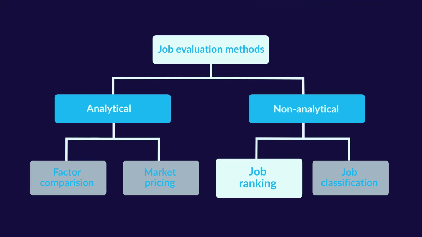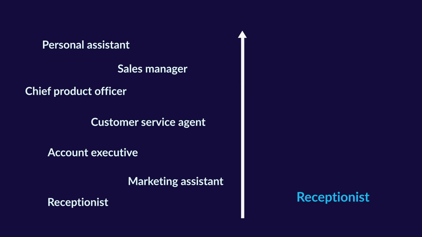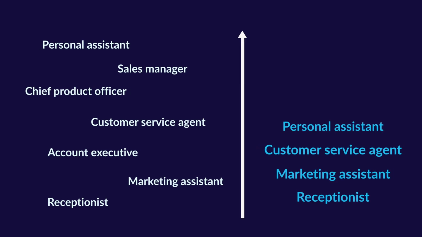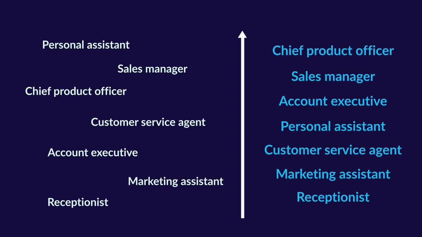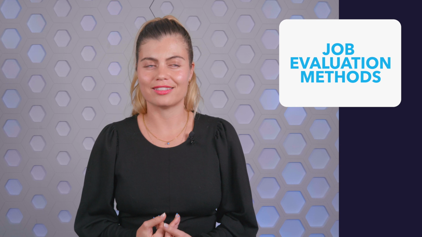In the job ranking method, jobs are ranked. Take the jobs on the left and rank them based on the type of activities, complexity of the job, knowledge and skills required, working conditions, and their level of responsibility. This ranking is often done by a job evaluation committee. Based on this ranking, the salaries are aligned with the ranking of the jobs. This approach works best for smaller organizations.